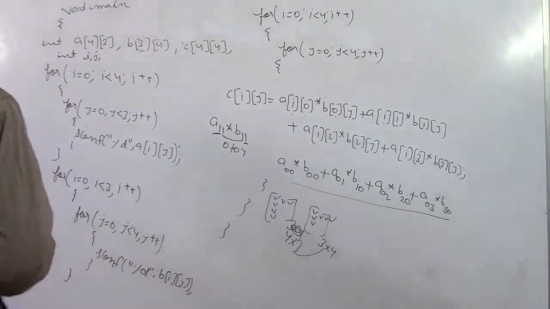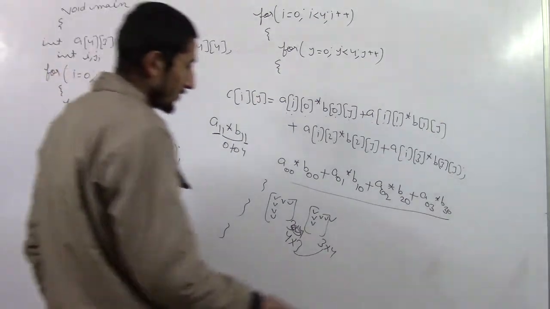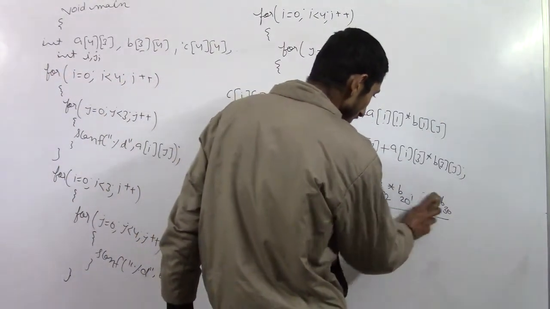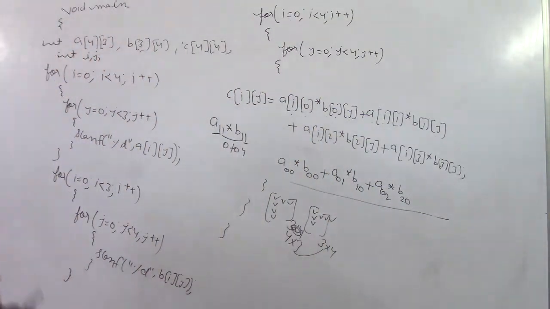So let me remove this one. So I have to multiply 3 times, because the size is 4 by 3 and 3 by 4. Let me remove this one. Okay. So in order to get a single element, I have to multiply 3 times. So I have multiplied 3 times.